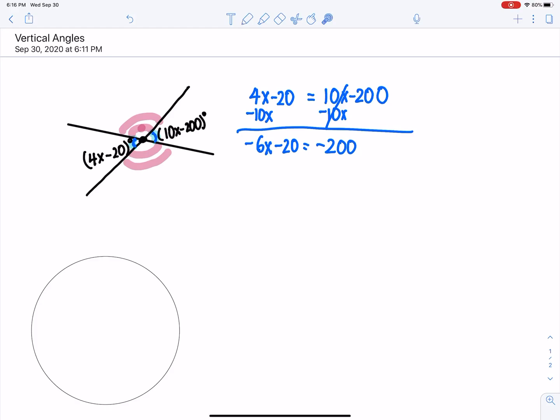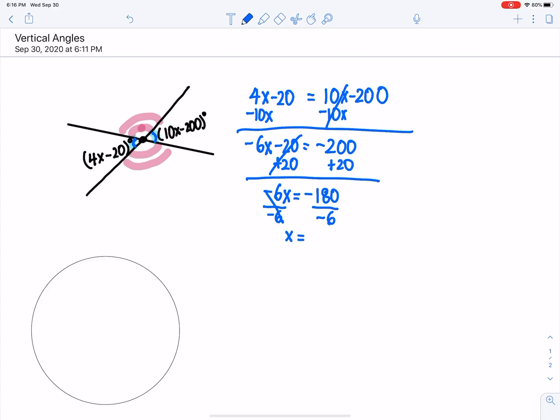I still want that x by itself, so I'm going to get rid of this minus 20. And so the opposite is plus 20. What you do on the left, you do to the right. And so negative 6x equals negative 200 plus 20, which is negative 180. I still need to solve for x, so the opposite of multiplication is division. So we're going to divide both sides by negative 6, and so negative 180 divided by negative 6 is positive 30. Now, if the question were to ask you to solve for x, well, we're done.